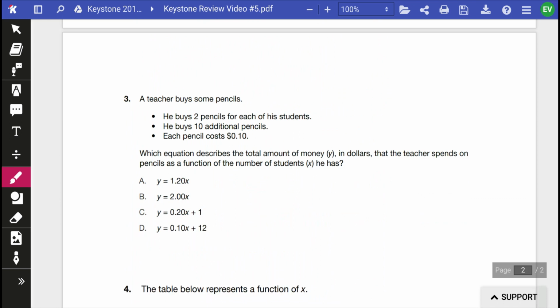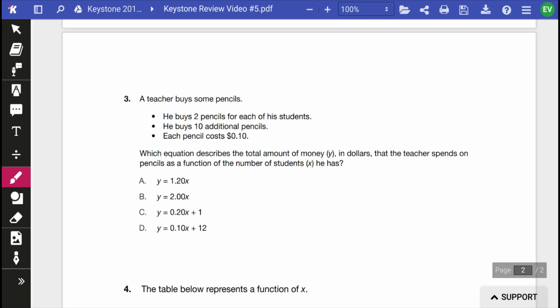3 days. Which equation describes the total amount of money, y, in dollars, that the teacher spends on pencils as a function of the number of students x he has? In other words, write an equation for the pencils. Okay, so he buys 2 pencils for each of his students, and he buys 10 additional pencils.